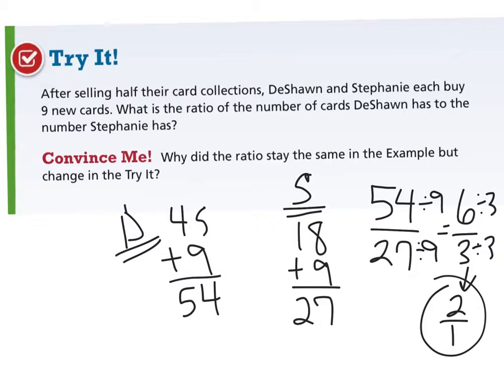And then the Convince Me asks, why did the ratio stay the same in the example but change in the Try It? It basically is the same idea as when you try to find equivalent fractions. If you multiply or divide your numerator and denominator by the same thing, you get an equivalent fraction, right? So like in example 1, you could say multiply by half or divide by 2.